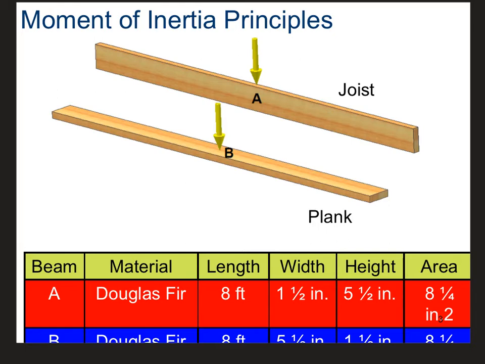Beam A is in the vertical orientation, and we call that beam a joist, and beam B is laying flat in a horizontal orientation, which we call a plank. So for beam A, the width is 1 1/2 inch, the height is 5 1/2 inch. Beam B has a width of 5 1/2 inch, and the height is now 1 1/2 inch. Notice that both areas are identical at 8 1/4 square inches.